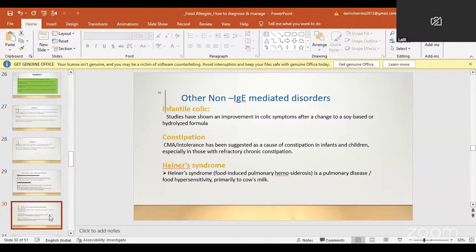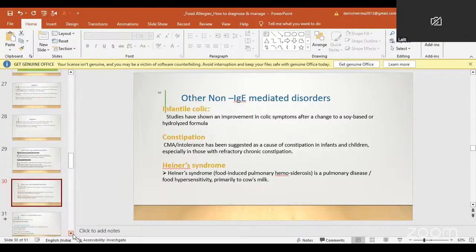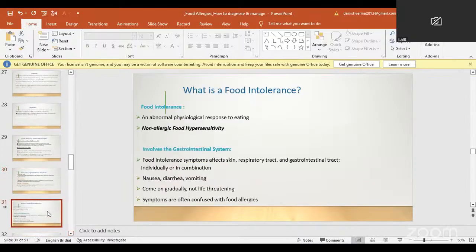Non-IgE mediated disorders also include your infantile colic. That was my talk before. Cause of constipation in infants and children who do not routinely do well with your routine therapy, so they have refractory chronic constipation, think about it. Heiner syndrome, we know, is because of food protein induced pulmonary hemosiderosis, primarily to cow's milk. Some of these babies will do well when you take away the protein or the cow's milk.